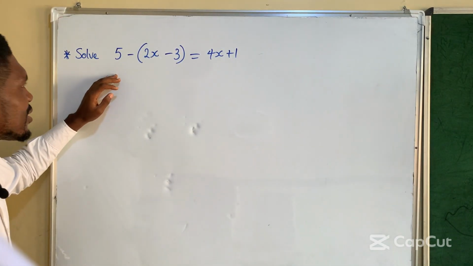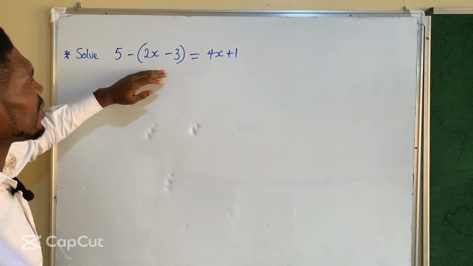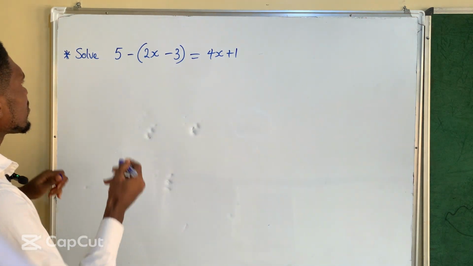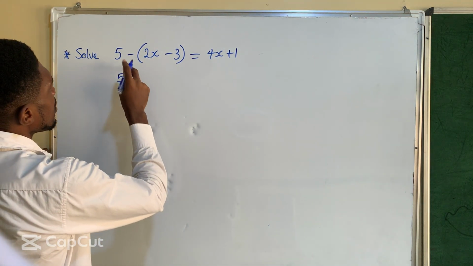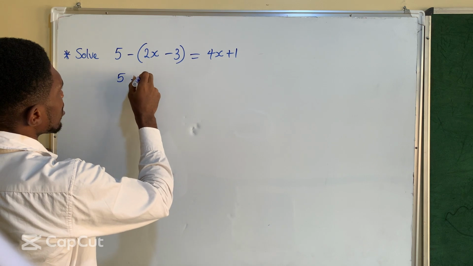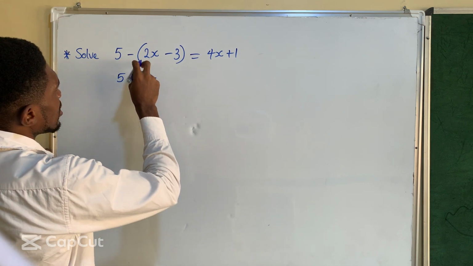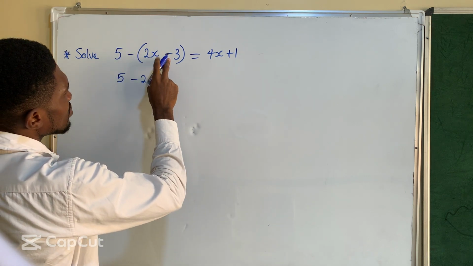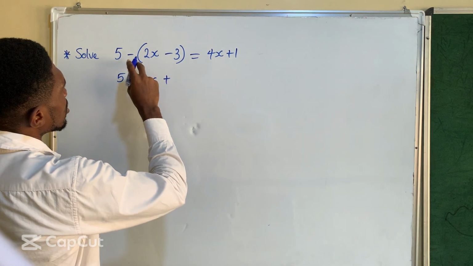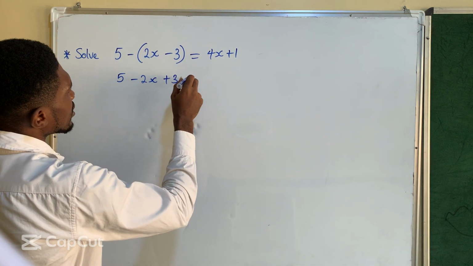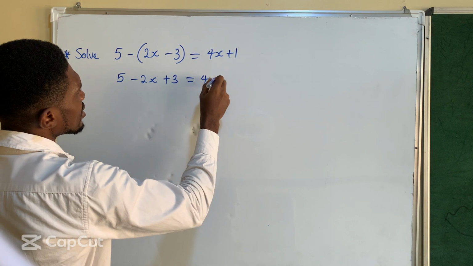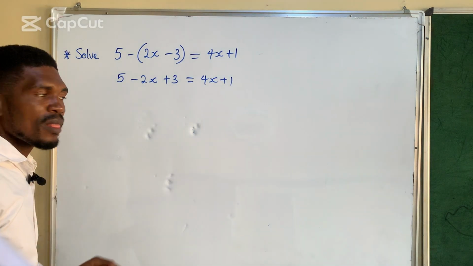To solve this question, the first thing you have to do is to expand this bracket. So that we have 5 minus times 2x is minus 2x. Then we have minus times minus is plus 3, which is equal to 4x plus 1.